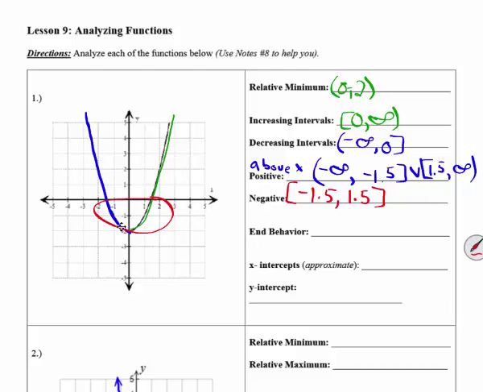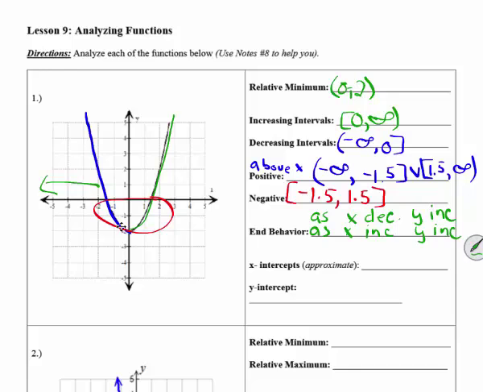End behavior. Now remember, end behavior is where you don't look from left to right, you look towards the left, towards the right. So for the end behavior, they're both going up. So as x decreases, y increases, right? Because as I'm going this way, x is going to get smaller, but y is going up. And as x increases, y increases.